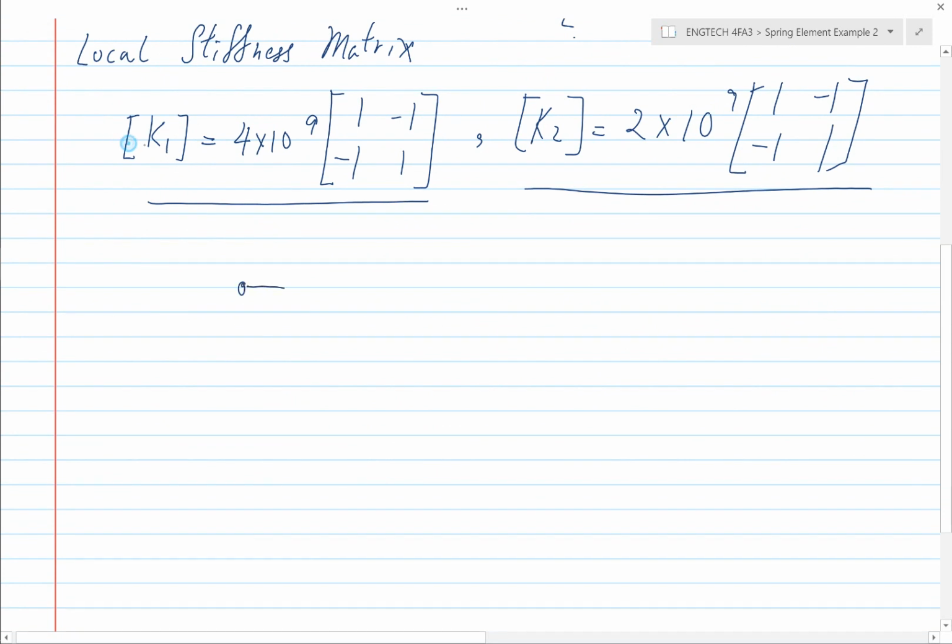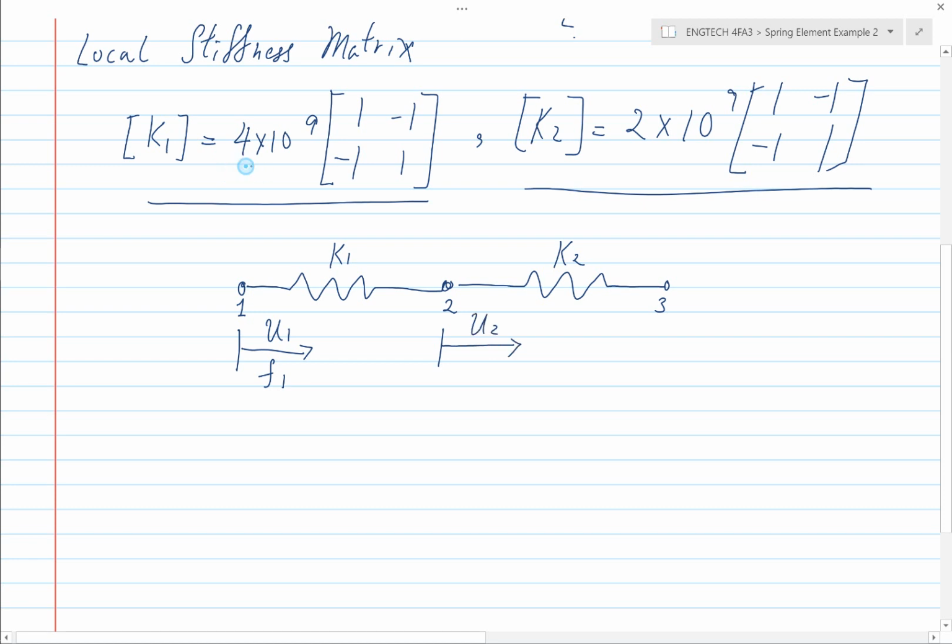Okay, so we have K1, K2, two elements. First step, we must name the nodes. 3 nodes. All the movement on node 1 is called U1, and all the force applied to it is F1. Same thing for node 2, and the same thing for node 3.